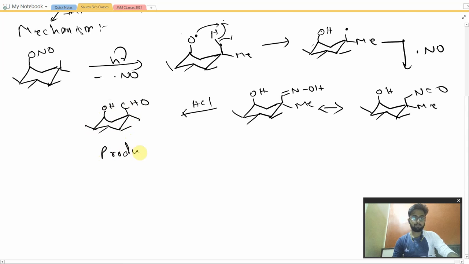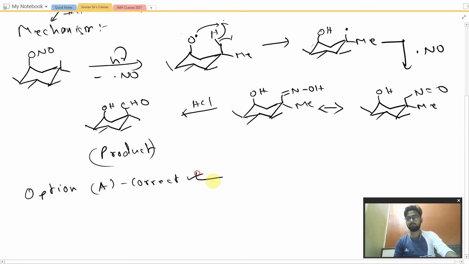This is the exact product that will be formed from this reaction, and in the options you can see that option A has this product that we have calculated here. So option A is the correct option. Let us move on to the next question.